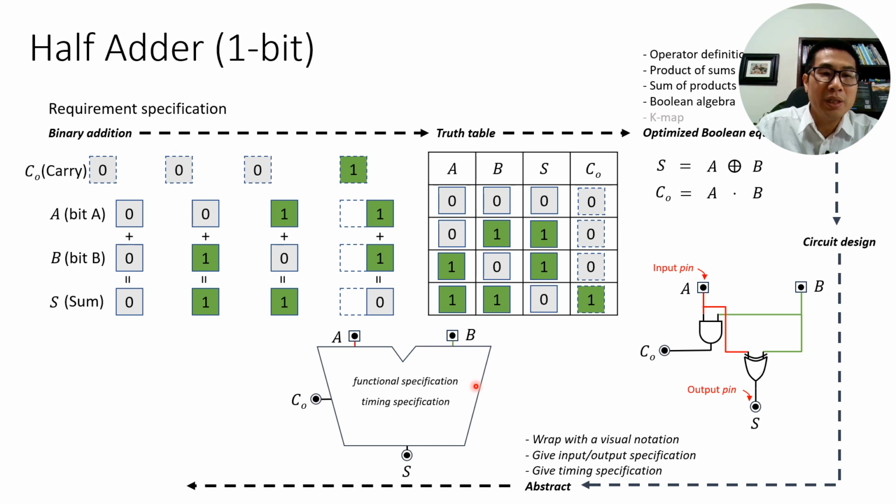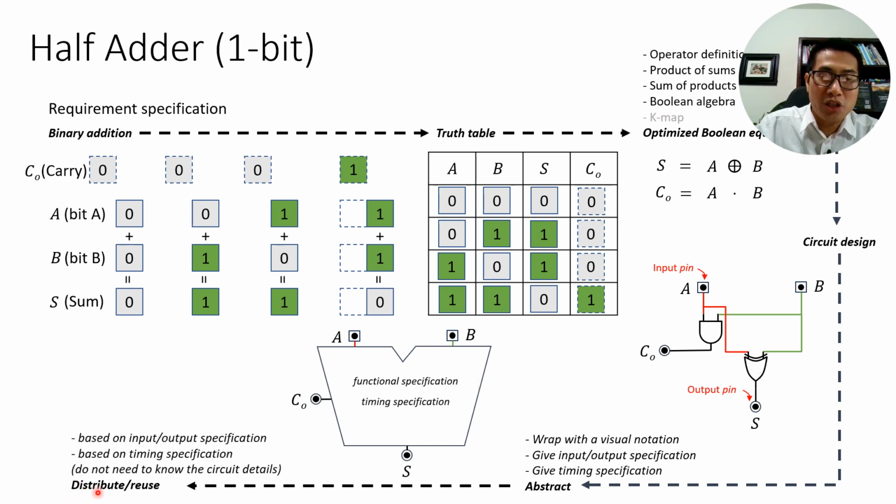Then we can again distribute or reuse this circuit based on its input-output specification or its timing specification, and again do not need to know the circuit details. So this is the whole life cycle of circuit design. You start with business requirements. You are going to be able to build the truth table, convert it into a Boolean equation, and minimize it. You do the circuit design, but it's too much of the details. Then you move into the abstraction level by grouping here. And then now you can distribute this outside.